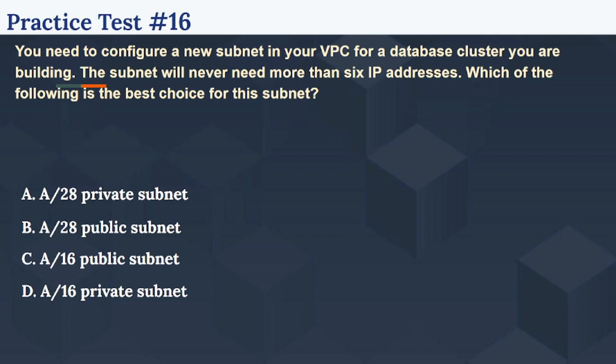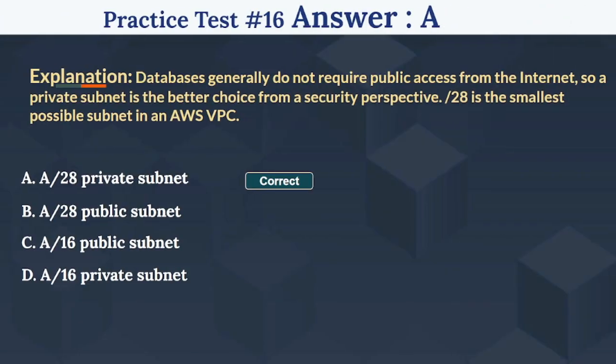Please select your answer in the next 5 seconds. 5, 4, 3, 2, 1. So the right answer is a /28 private subnet. Databases generally do not require public access from the internet, so a private subnet is the better choice from a security perspective. /28 is the smallest possible subnet in an AWS VPC. Let's move to next question.